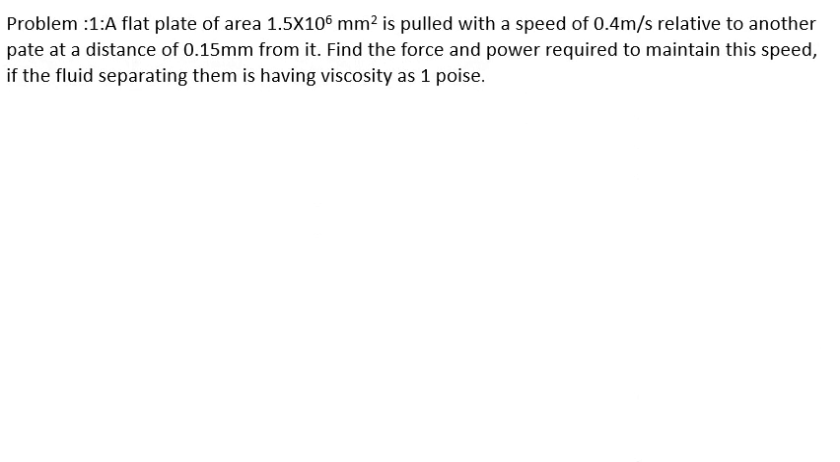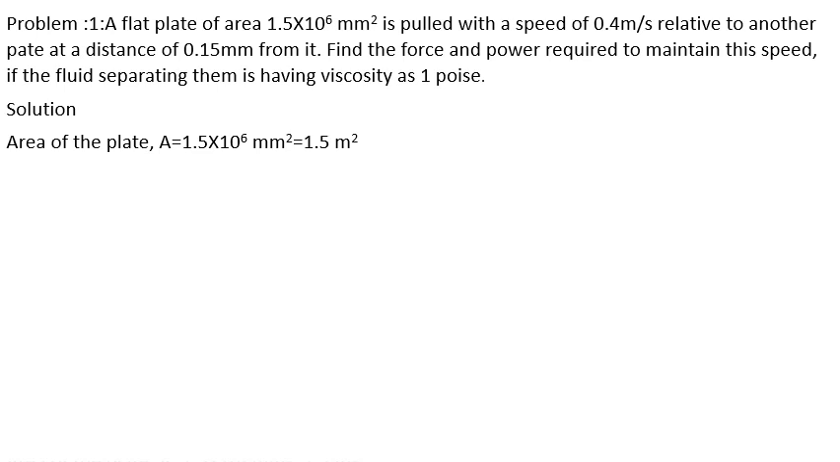The first numerical: a flat plate of area 1.5 into 10 to the power 6 millimeter square is pulled with a speed of 0.4 meter per second relative to another plate at a distance of 0.15 millimeter from it. Find the force and power required to maintain this speed if the fluid separating them has a viscosity of 1 poise. After reading this numerical, write the given data.